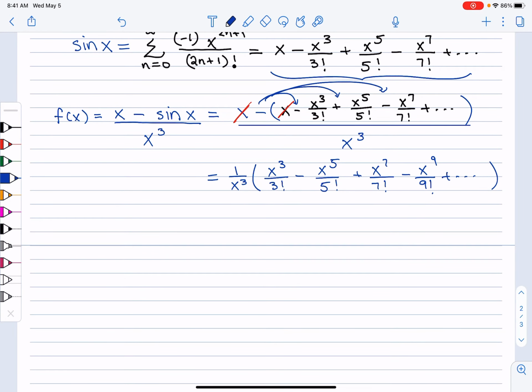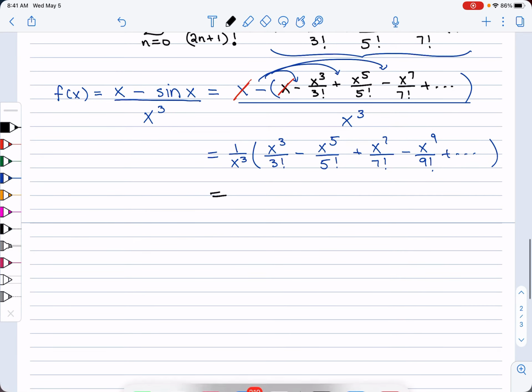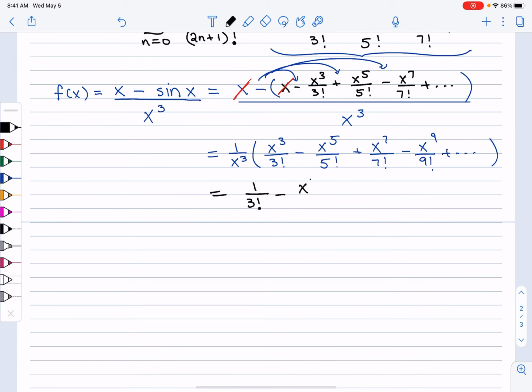So when you multiply each of those terms by 1 over x cubed, then you have 1 over 3 factorial minus x squared over 5 factorial plus x to the 4th over 7 factorial. And then we're going to have a minus x to the 6th over 9 factorial. And then the idea continues. So we need to write this down using sigma notation.